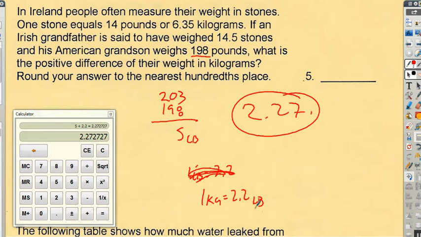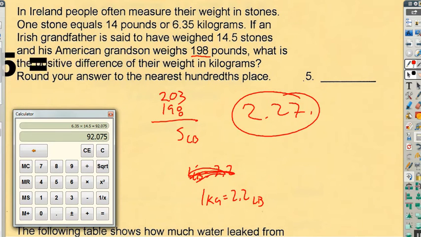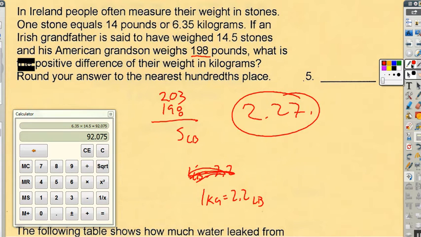He converted everything into kilograms. So, a stone is 6.38, right? Sorry, 6.35, thank you. I don't know what I was looking at. So we have 6.35, and we multiplied it by your 14.5 stones. And so we get, whoa, that's big. So you get, I'll do this in green, 92.075 kilograms for the grandfather.